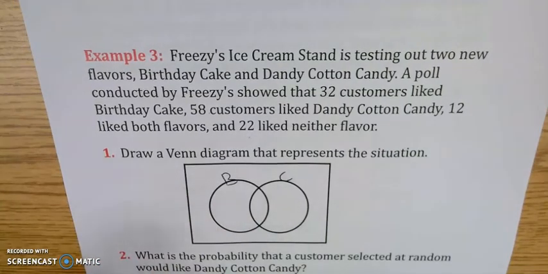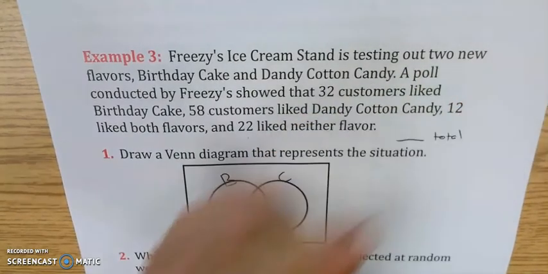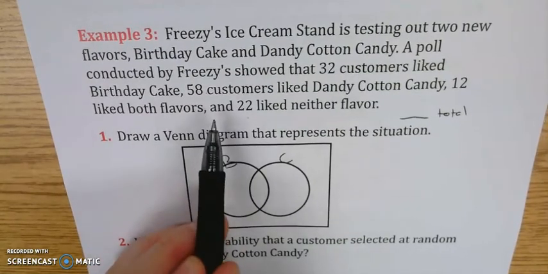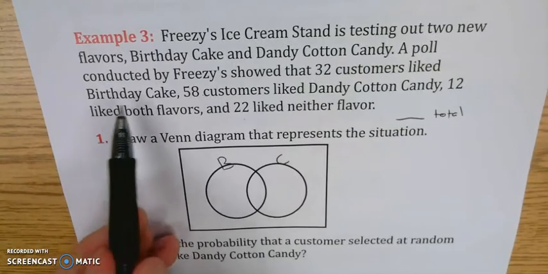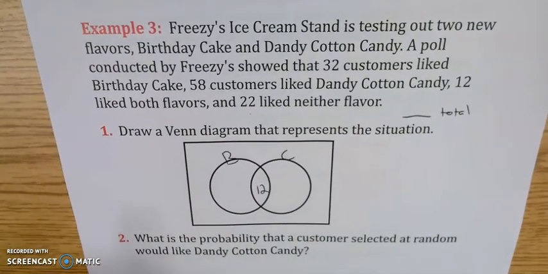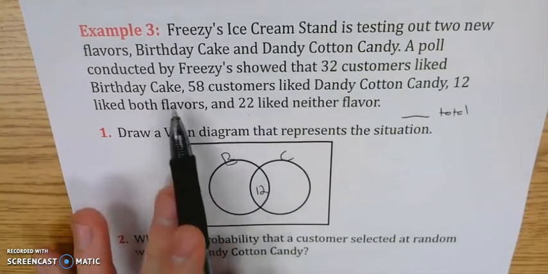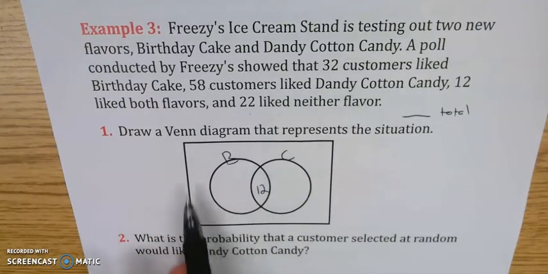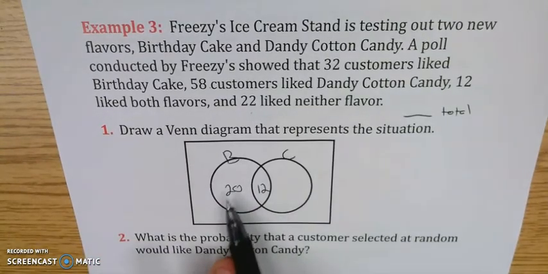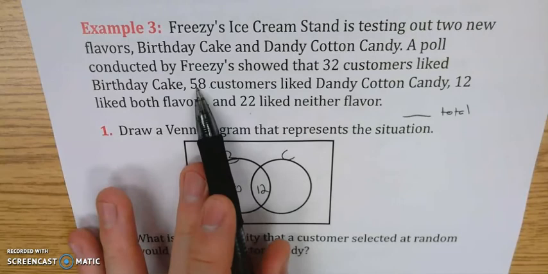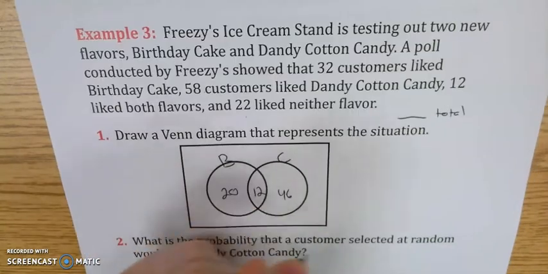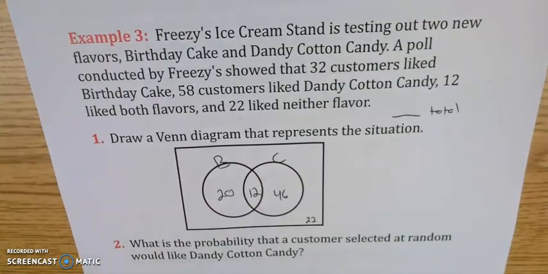They didn't really tell me a total, but I could do some quick arithmetic and figure out that total. Let's go ahead and fill in our Venn diagram though. We always like to start in the middle, so the overlap here. Who liked both? 12. Now if I'm talking about birthday cake flavor, 32 total in that circle. I've already got 12 accounted for here, so there would be 20 left. Same idea. 58 total in the cotton candy circle. Well, here's 12, so this would be 46, and they told us the 22 out there.